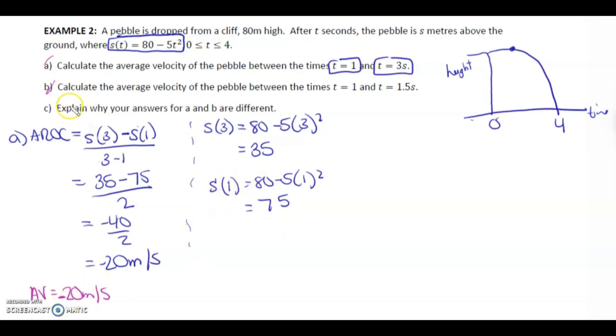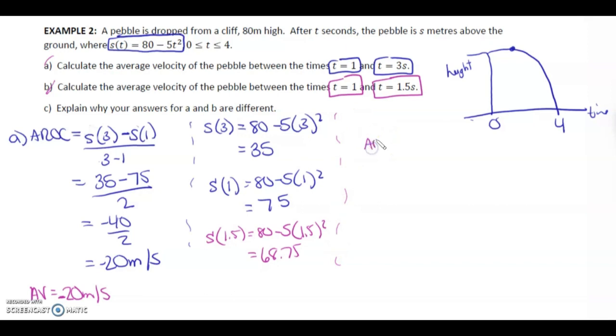Okay, now calculate the average velocity of the pebble between the times t equals 1 and t equals 1.5 seconds. So let's go ahead and find s at 1.5. So it's 80 minus 5 times 1.5 squared. Okay, and we get 68.75.